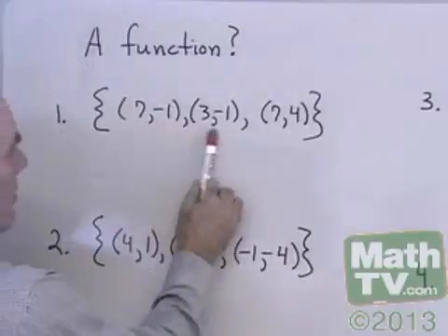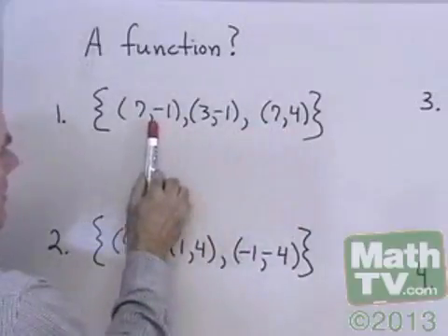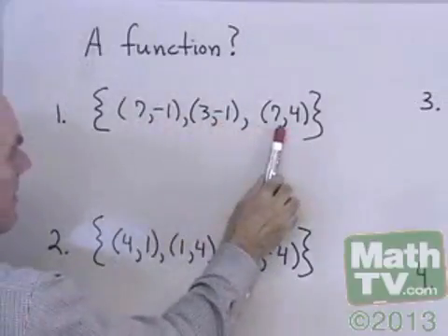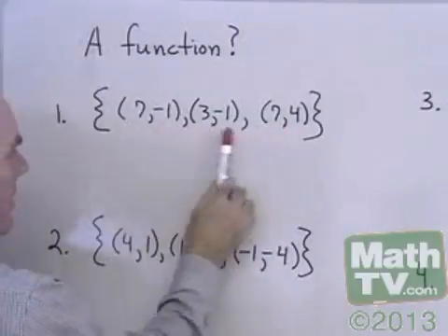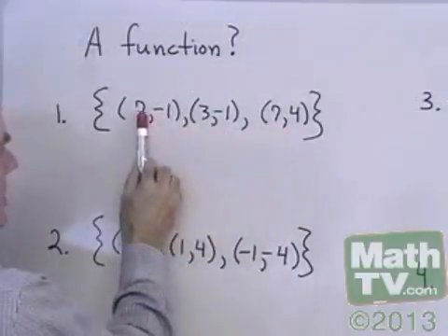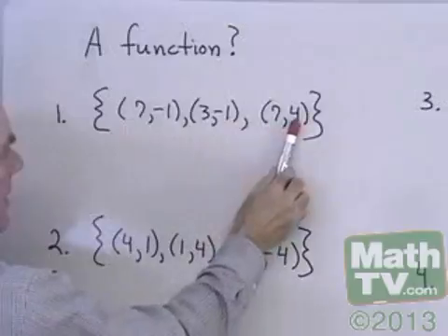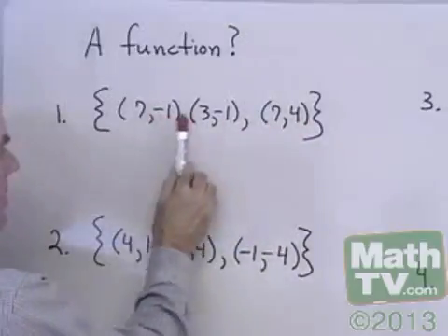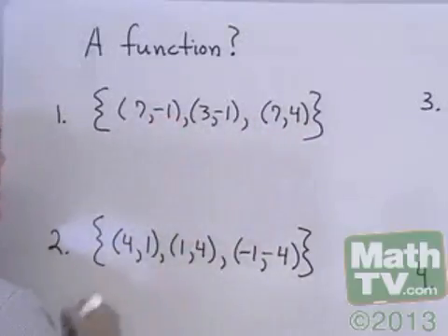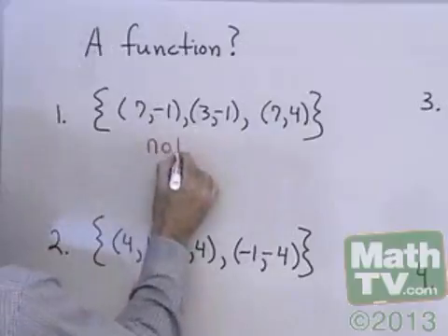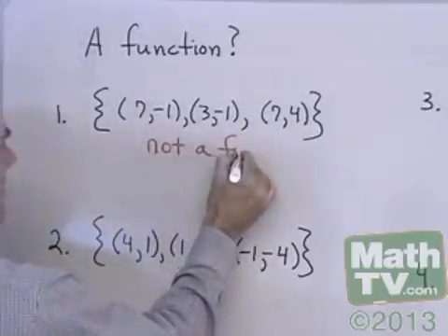My first set of ordered pairs looks like this: (7, -1), (3, -1), and (7, 4). Now, we see that we have two different ordered pairs with the same first coordinate. That means that I have two different values of y paired with the same value of x. That means that this is not a function.